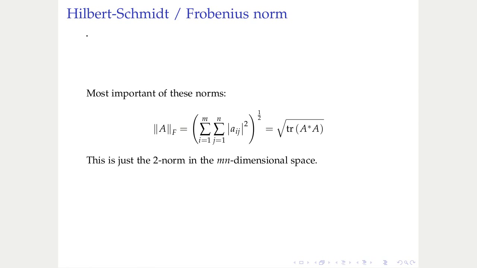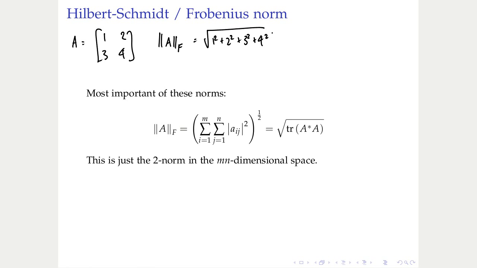Okay, so if A equals 1, 2, 3, 4, then the Frobenius norm of A is equal to the square root of 1 squared plus 2 squared plus 3 squared plus 4 squared. Okay, just the square of all the entries and sum the whole lot up. Okay, which equals the square root of, 1 plus 4 is 5, plus 9 is 14, plus 16 is 30, square root of 30. Okay, so that's the Frobenius norm.